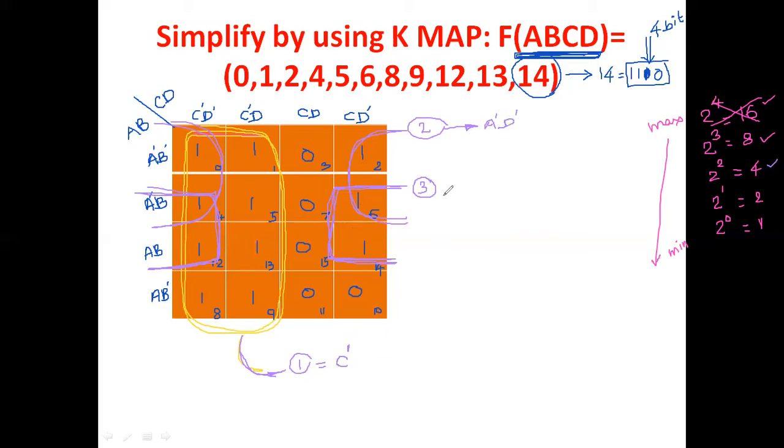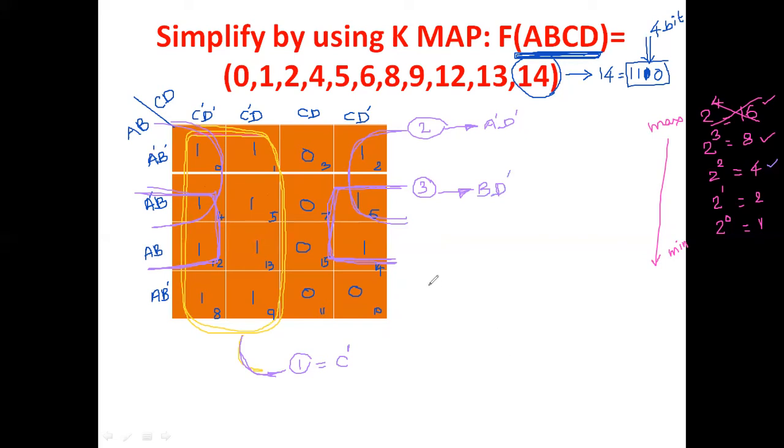Similarly, for the third grouping, what is the common variable? Here, A bar is changing to A. Definitely, A is not a common variable. So B may be one common variable. And then in this sequence, C bar here, here C. So it changed here. D bar here, here also D bar. So no change according to D bar. So the next step is also over.